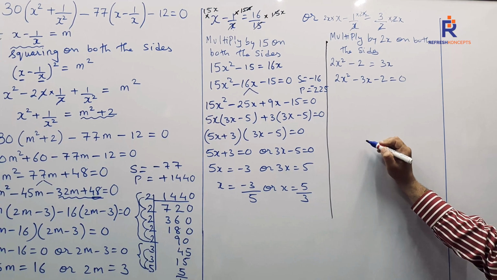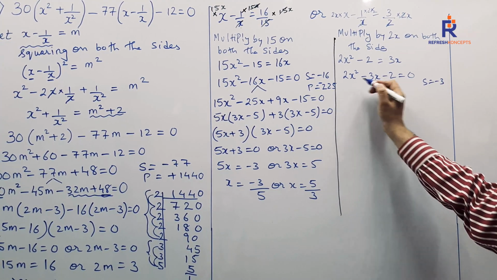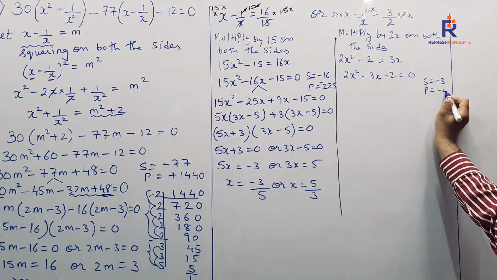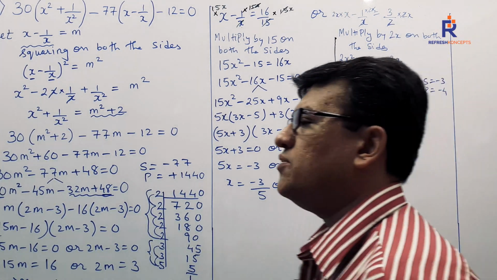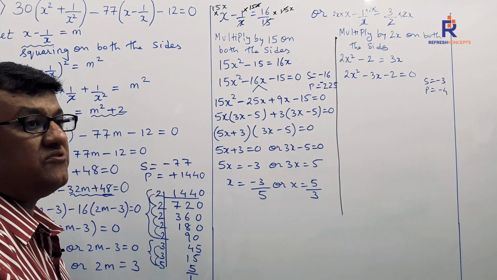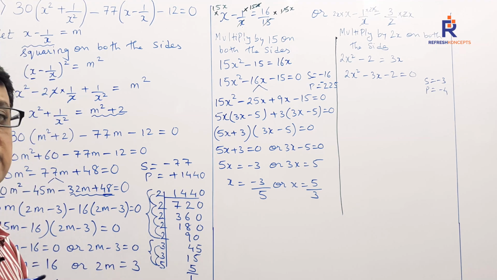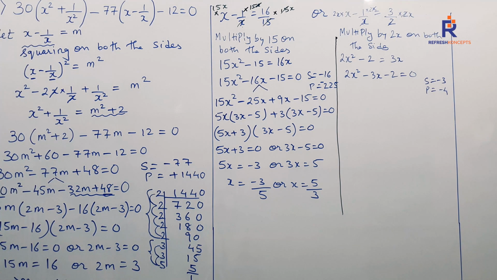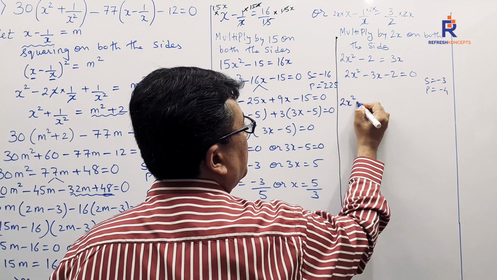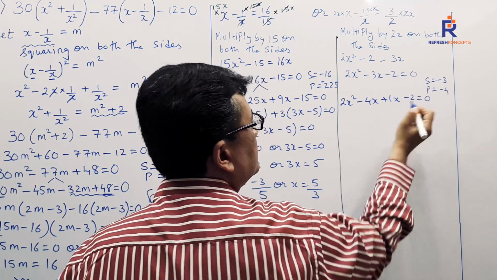What is our sum? Our sum is minus 3. And what is our product? Our product is minus 4. Very simple, children. What are the two numbers? Sum is minus 3, product is minus 4. Yes, sum is minus 3, product is minus 4. Can I say minus 4 plus 1? Minus 4x plus 1x minus 2 equals 0.